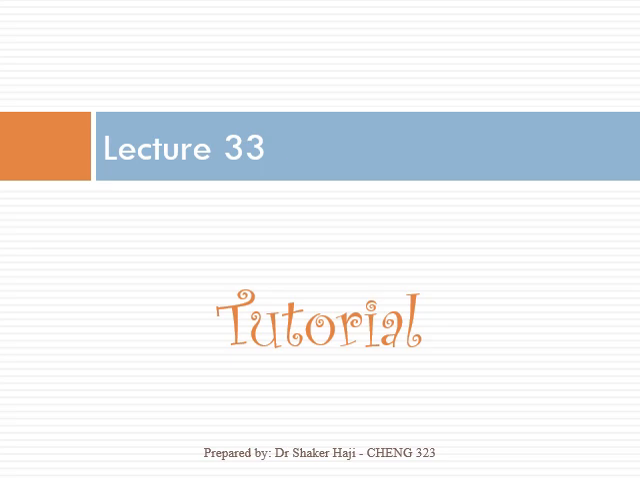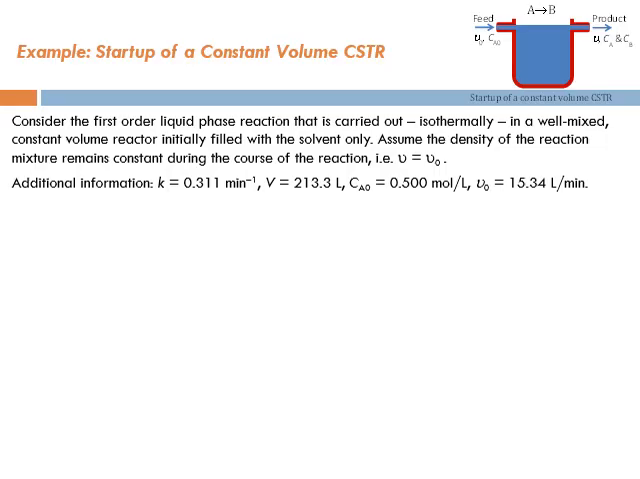Okay, lecture 33 is going to be a tutorial where we give you some hints about a couple of problems. The first problem we start with is the startup of a constant volume CSTR. As you can see, we have a simple reaction, A goes to B, and the feed consists of A only. Of course, the product will have both A and B.